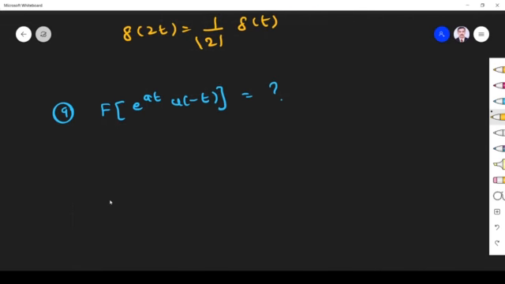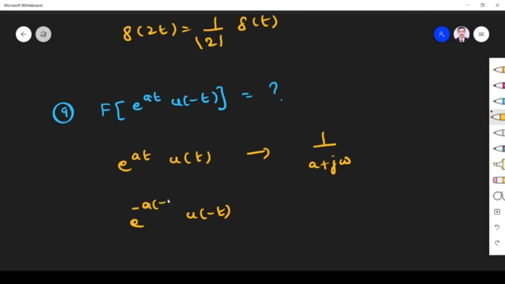Next one. Okay, this is: what is the Fourier transform of e power at u of minus t? So we use a property. We know e power minus at u of t is 1 by a plus j omega. Now what they ask is the Fourier transform of u of minus t. So it is shifted.